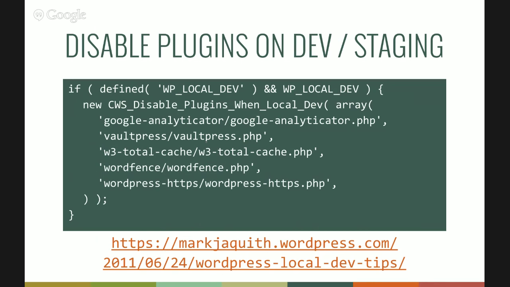Next, I learned this cool tip from Mark Jaquith, who is a lead developer on WordPress. It is some code that will automatically disable plugins that shouldn't be running on staging or dev. I adapted his code and put it in a must-use plugin that I call Staging Mode. Staging Mode will automatically deactivate Google Analytics, W3 Total Cache, and other plugins that I don't want running on staging.